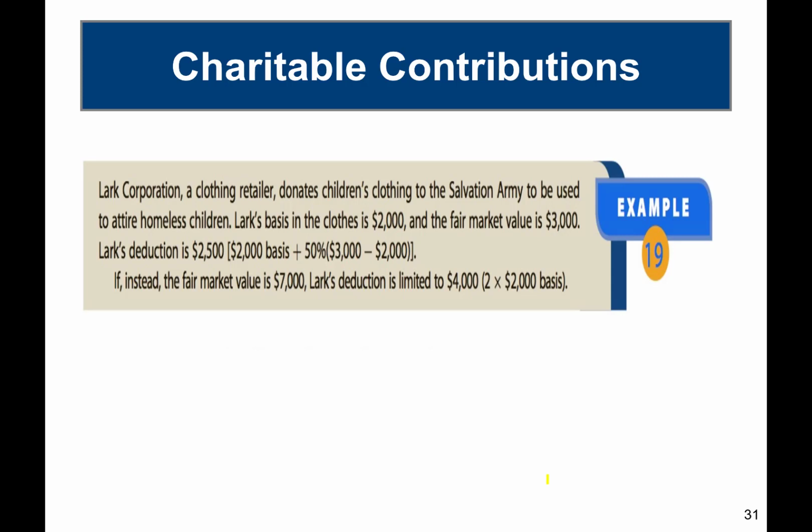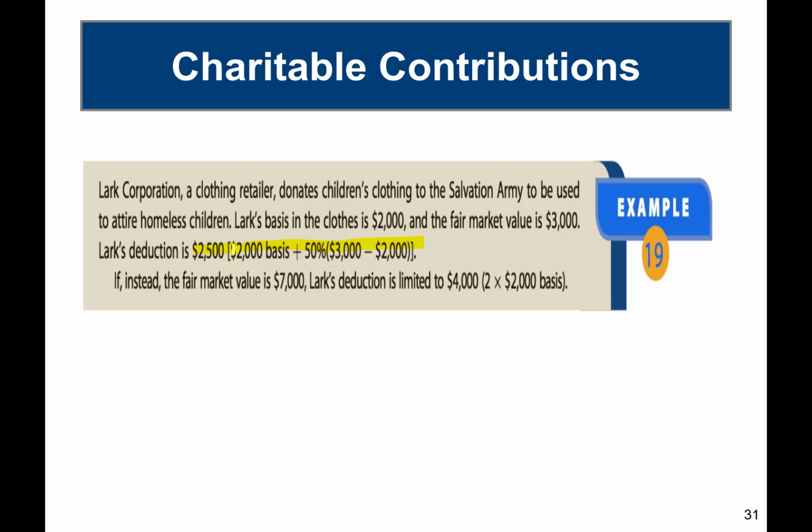Now, Clark's basis in the clothes is $2,000. Fair value is $3,000. What is Clark's deduction? Now you take a look, and they've given us the answer here as $2,500. Okay, and they came up with $2,500, the basis plus half the what? Difference between the fair value and the basis, and that is going to be less than what? Double the basis. Double the basis would be $4,000, wouldn't it? So we take the lesser.